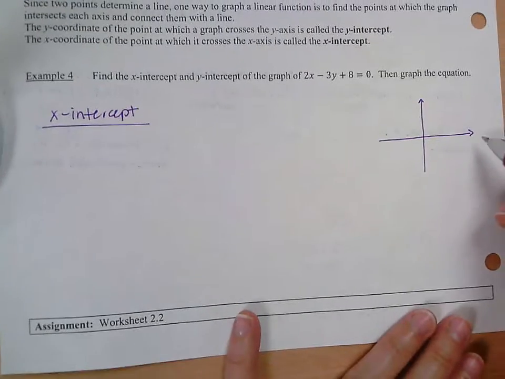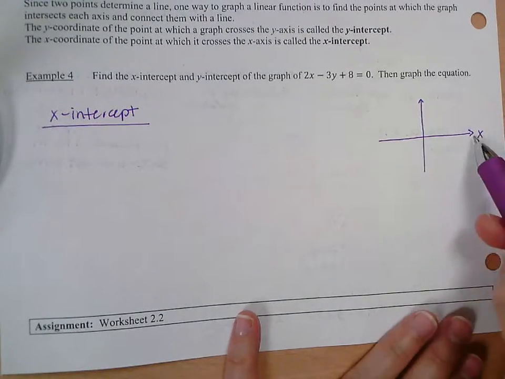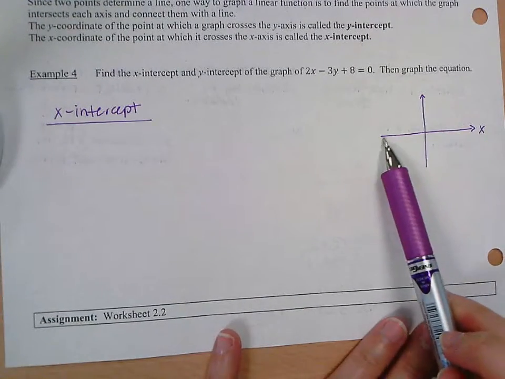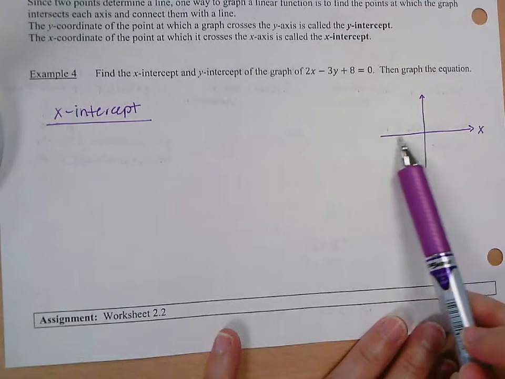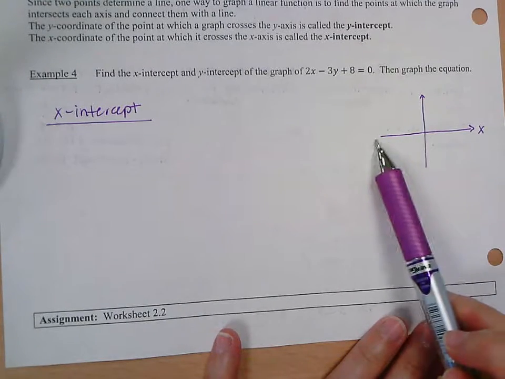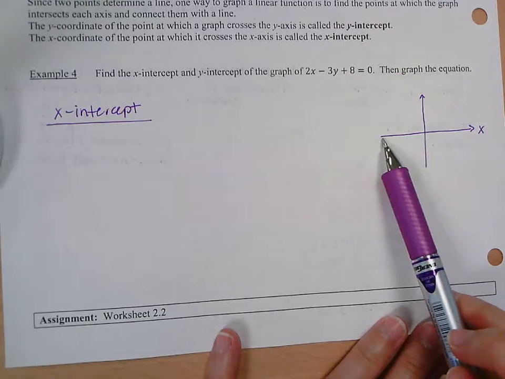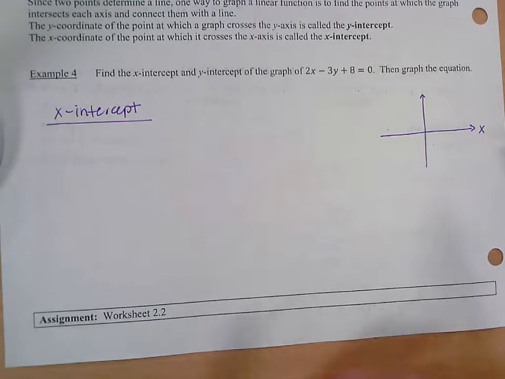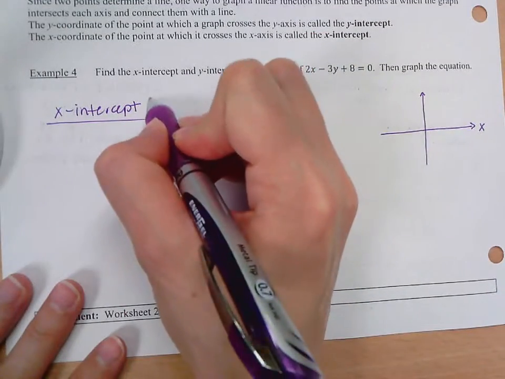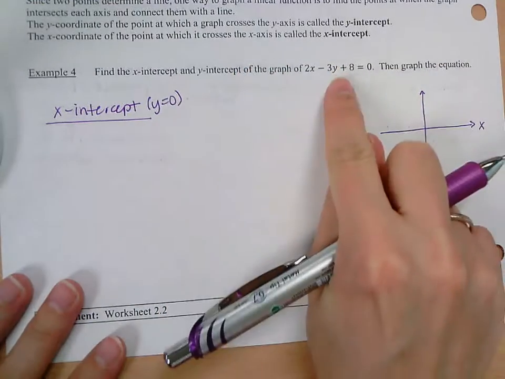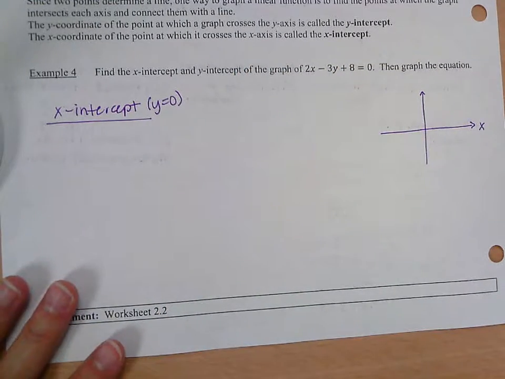So here's my x-axis. The horizontal axis is my x-axis. Think of any point on the x-axis. What is the y-coordinate of any point on this line? 0. So to find your x-intercept, you're replacing the y in the equation with 0 and solving for x.